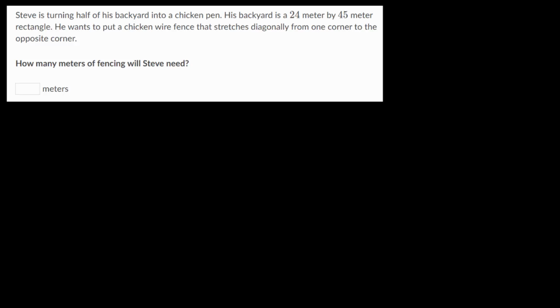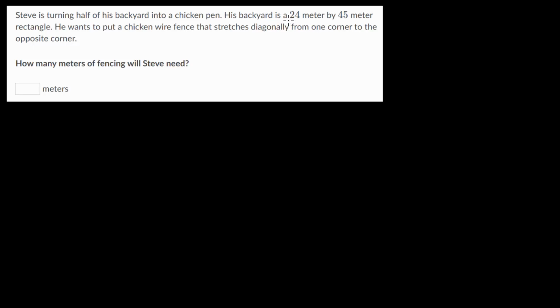So let's look at one more word problem where we'll need to use the Pythagorean theorem. This particular problem is a little bit more challenging because we're not given a picture. So we will need to draw our own picture here. And in this problem, Steve is turning half of his backyard into a chicken pen.